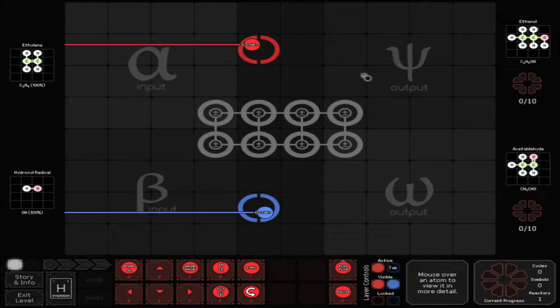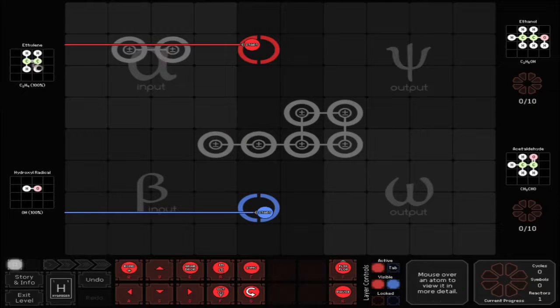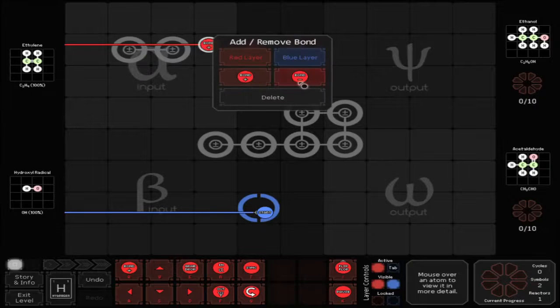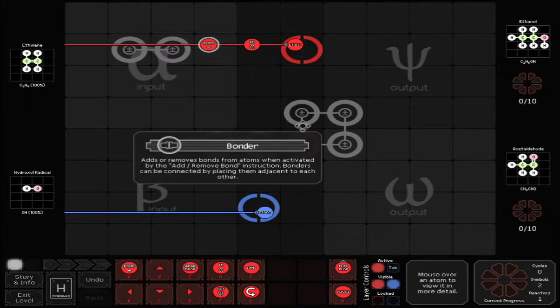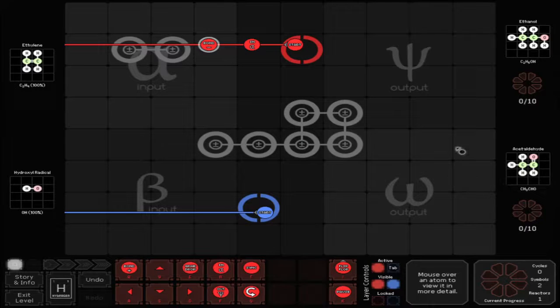The first step I see needs to be done no matter what is to reduce the double bond in the ethylene down to a single bond. So I'm going to go ahead and have Red do that right away. I would like to use flip-flop, so basically one time around they will make acetaldehyde, the next time around they'll make ethanol, and then back to acetaldehyde and back to ethanol, and so on and so on.